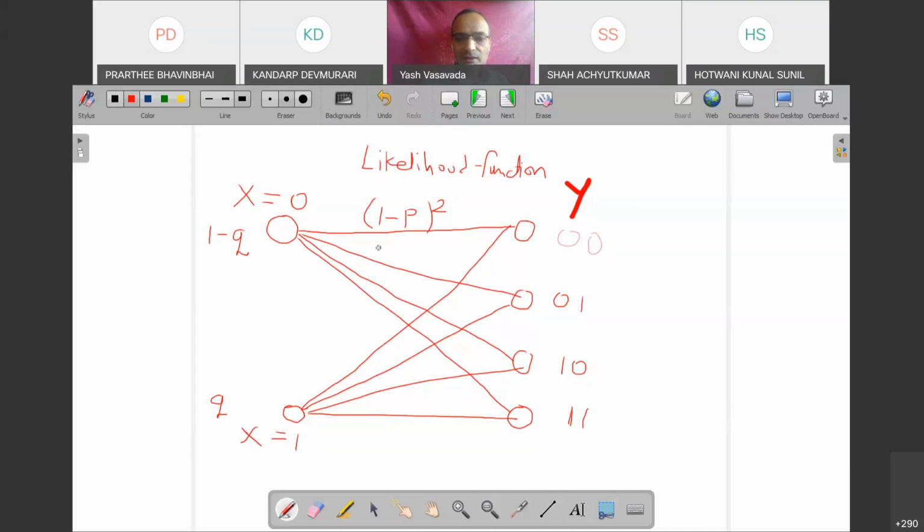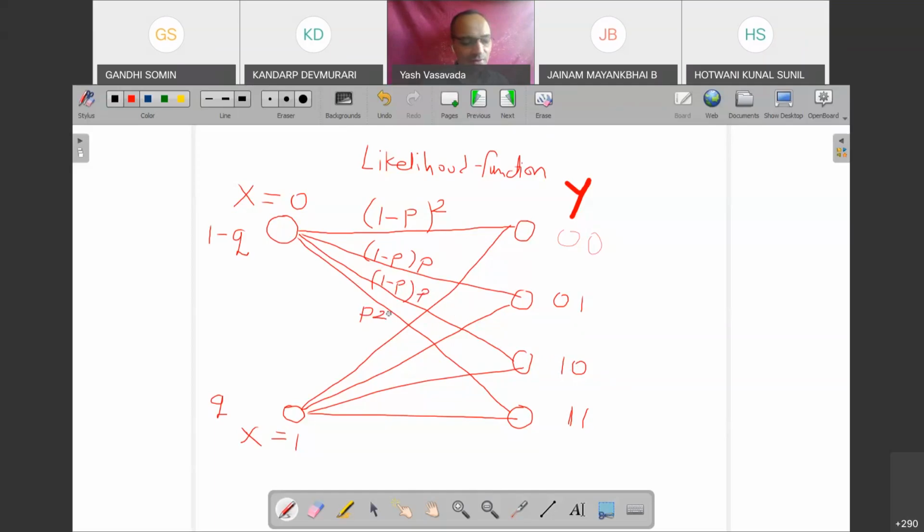What about the second line now? 1 minus p into p. Exactly. It should be 1 minus p times p. The third line should also be the same, 1 minus p times p, because you're getting one test positive, another test negative. And then finally, p squared.